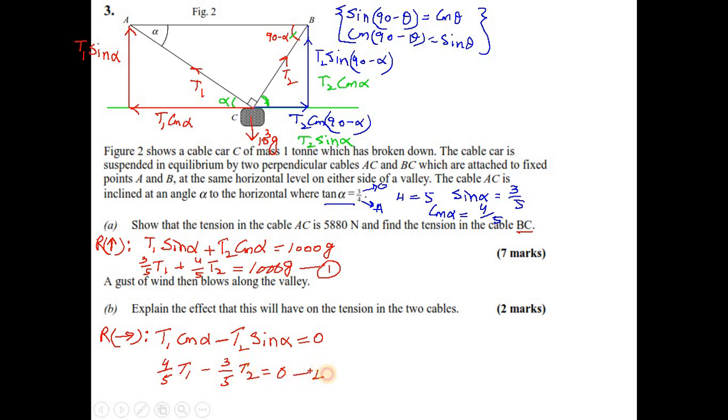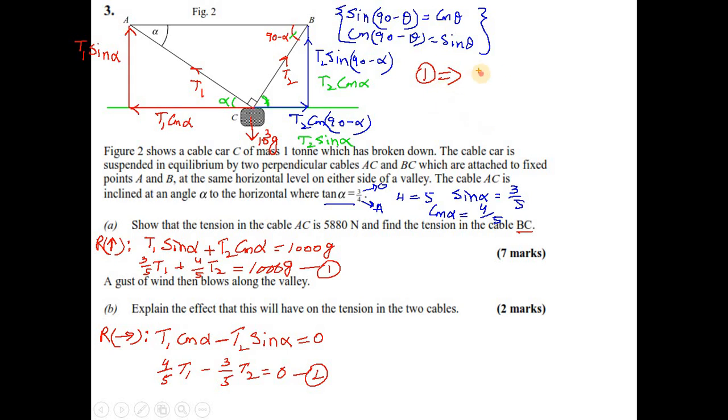Equation number 2. And now you can solve equations 1 and 2 simultaneously. For equation number 1, you can multiply the equation by 5. If you multiply equation 1 by 5, in order to remove this denominator 5, you multiply the whole equation by 5.